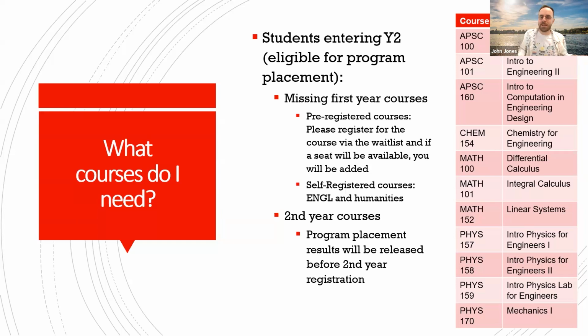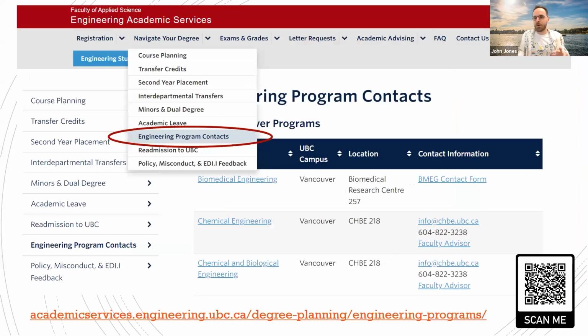So when we get to that point and we're a couple of weeks out from our registration, you can go ahead on our Engineering Academic Services website, go to your engineering program contact section, and each of those programs is going to have a contact form or an email address there for you to be able to reach out to biomedical or civil or any of those programs that you might get put in and say, hey, I just got placed in chemical engineering. I would love to know what I register for my second year, what's going on.